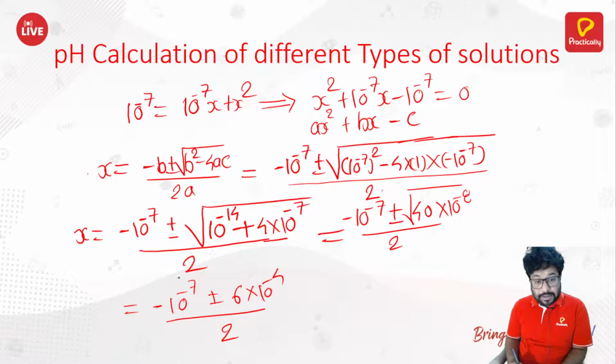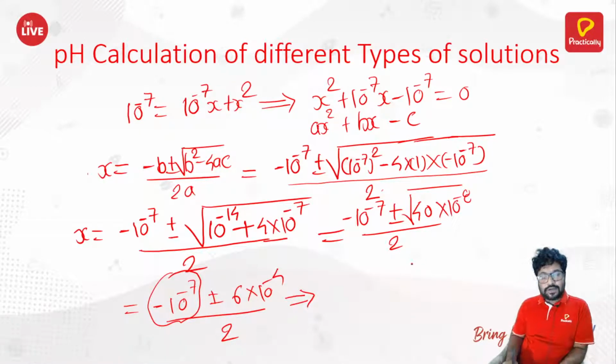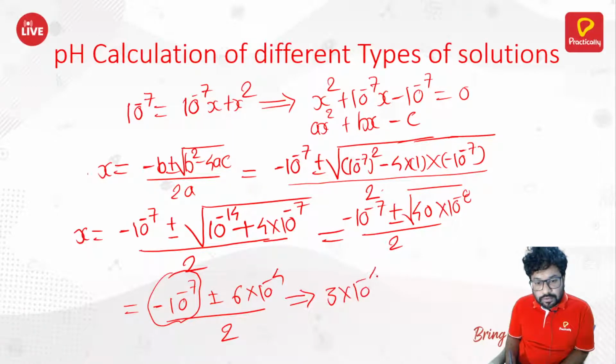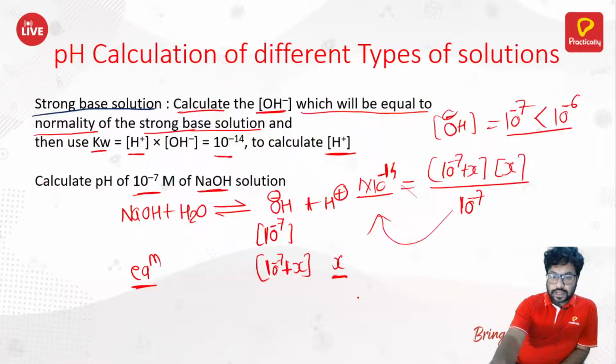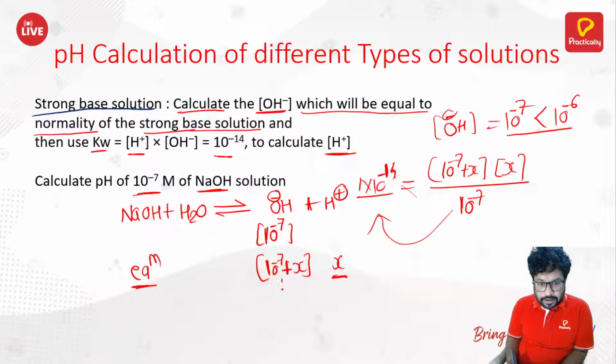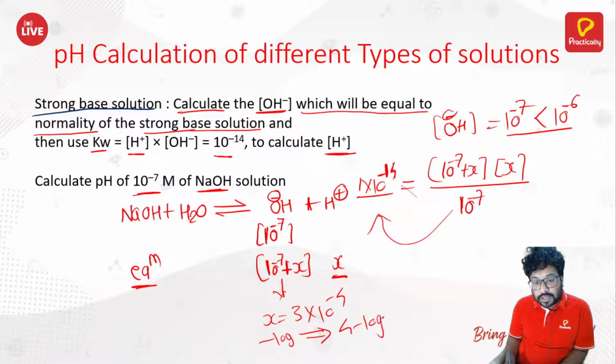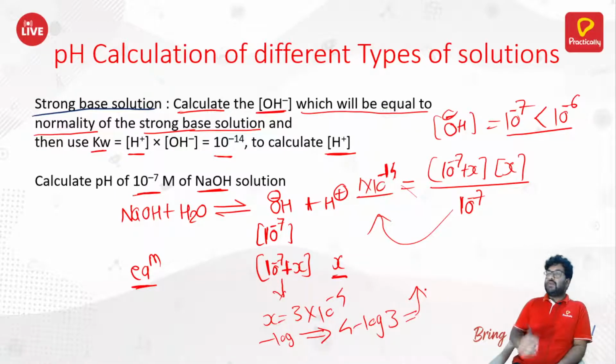Again, 10 raised to minus 7 is a very small quantity. We can ignore it. It will become 6 into 10 raised to minus 4, which ultimately equals 3 into 10 raised to minus 4. So if you add here, here also you can ignore 10 raised to minus 7. So you will get 3 into 10 raised to minus 4. Taking the negative logarithm of this, it will give you 4 minus log 3. 4 minus log 3 equals what?